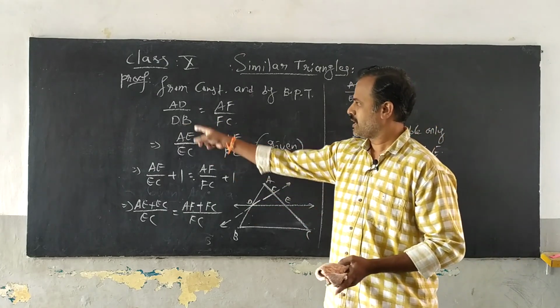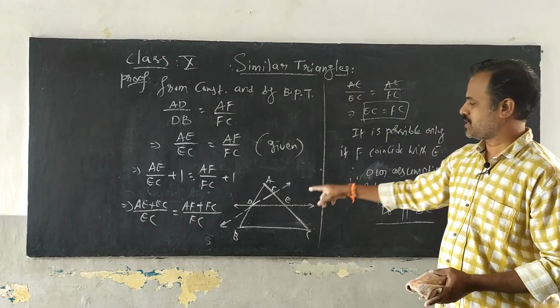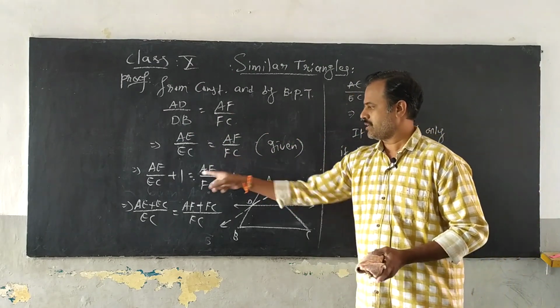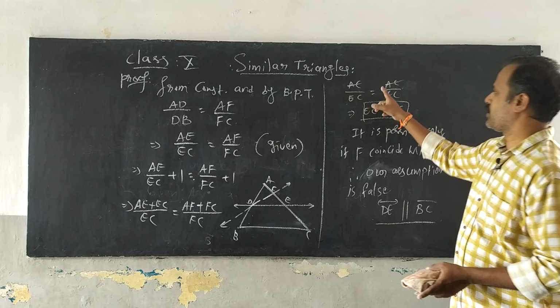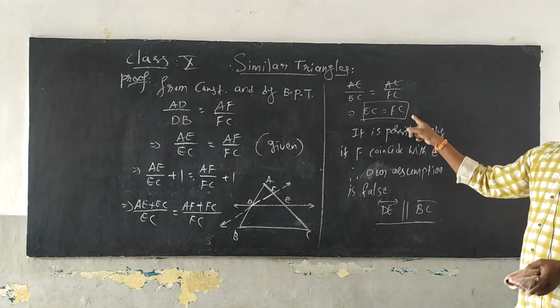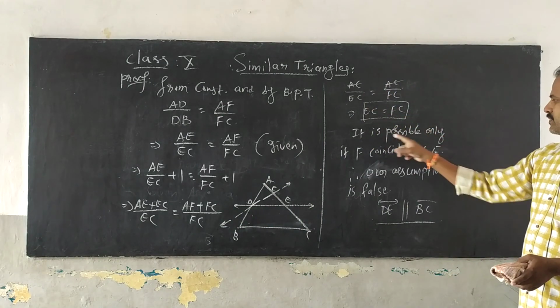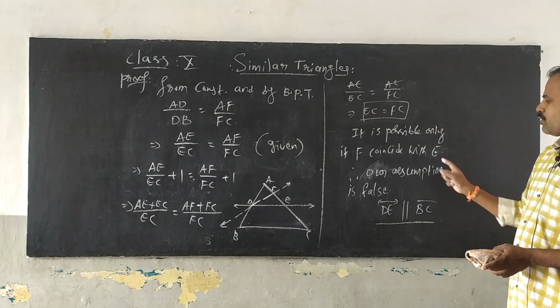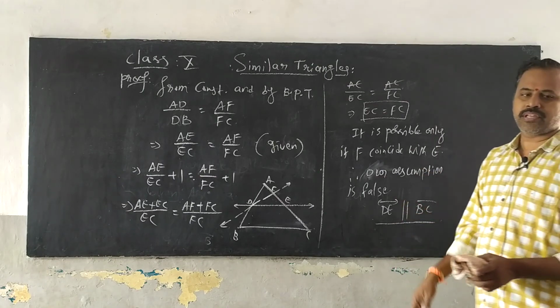After that, AD by DB is equal to AE by EC in the given. We substituted, added 1 on both sides, and we got AC cancelling. We get EC is equal to FC. It is possible only if F coincides with E. That is, our assumption is false.